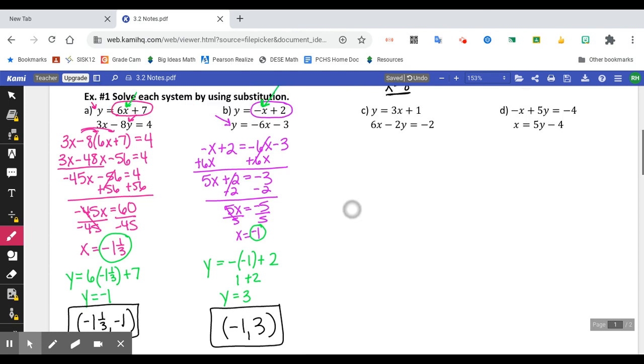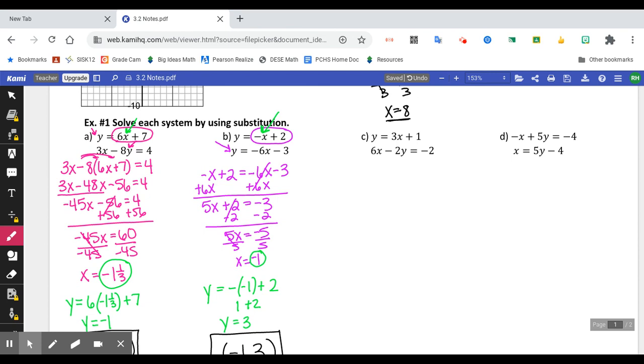And again, if you wanted to check yourself, you just plug those values back in here for what it has. So this would be 3 equals negative 1 plus 2. We just checked that one. This one would be 3 equals negative 6 times negative 1 minus 3. So this would be 6 minus 3, which equals 3. And that's how you make sure you're correct.